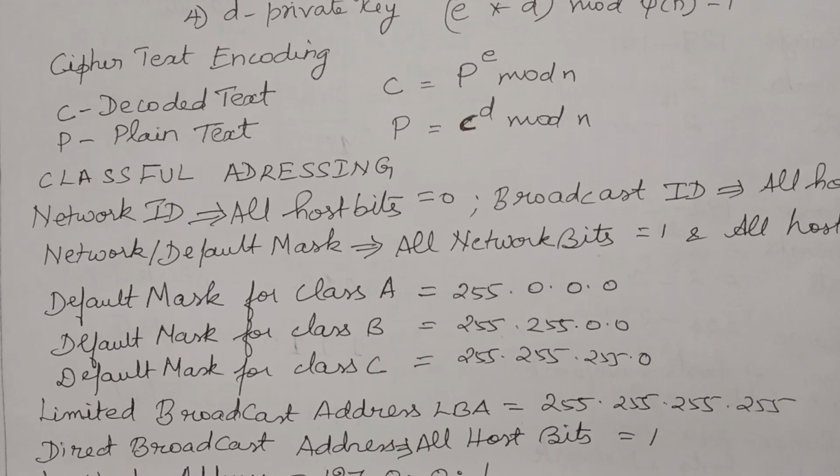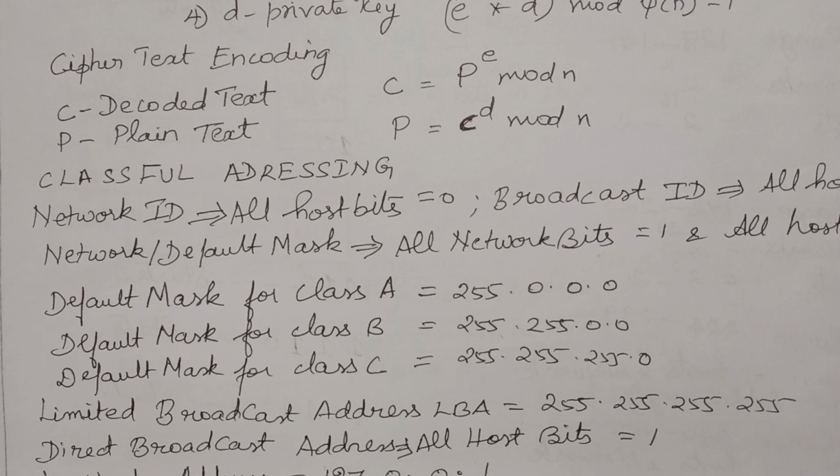The network or default mask means all network bits will be 1 and all host bits will be 0. All network bits 1 and host bits 0 means it is a network or default mask. Now, what is the default mask? For class A it is 255.0.0.0, for class B it will be 255.255.0.0, and for class C it will be 255.255.255.0.